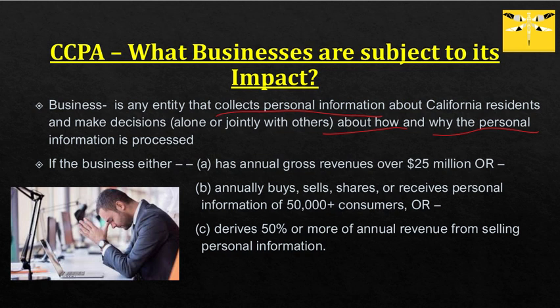Now, there are other parameters also to this business. Firstly, if a business has an annual gross revenue over $25 million. Secondly, if the business annually buys, sells, shares, or receives personal information of over 50,000 consumers, or the business derives 50% or more of the annual revenue from selling personal information. So, if any of these three conditions are met, the business is subject to being impacted by CCPA.